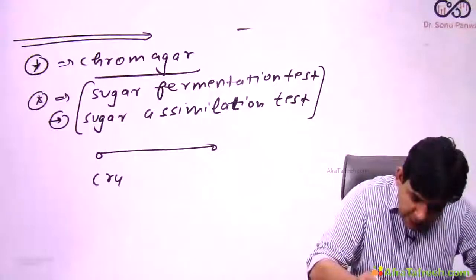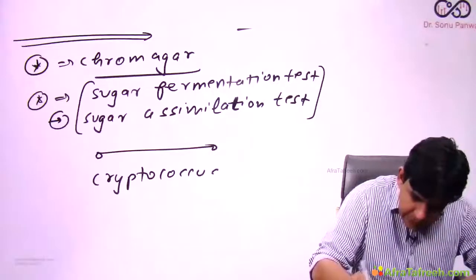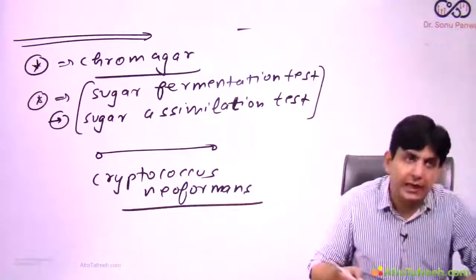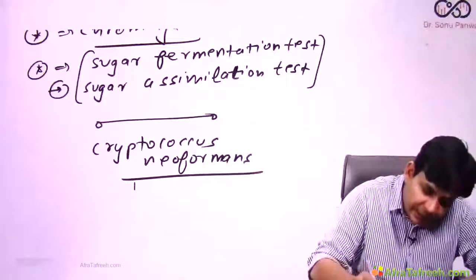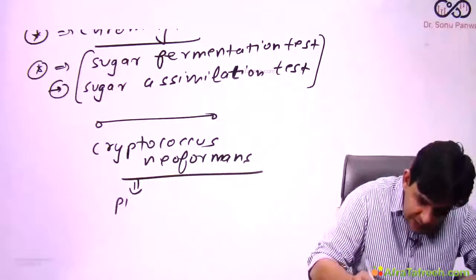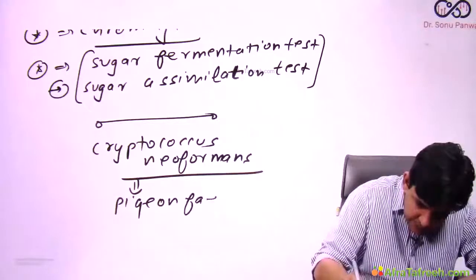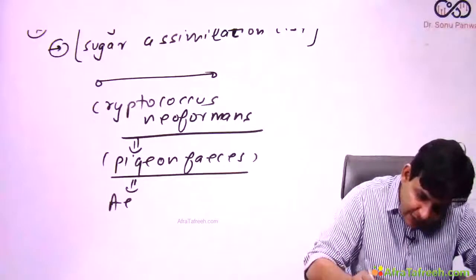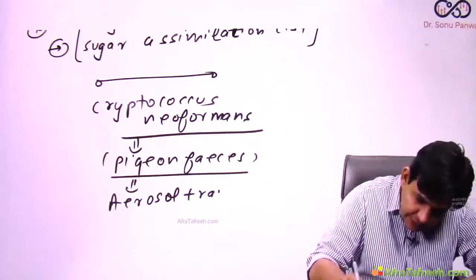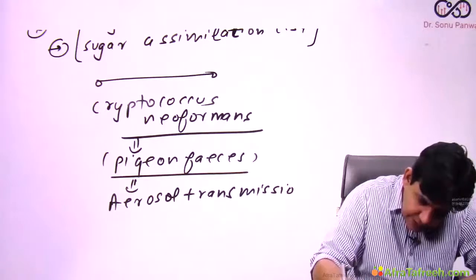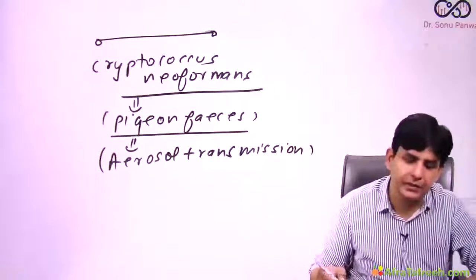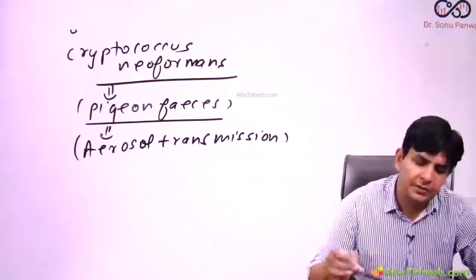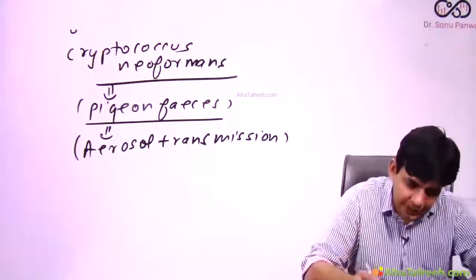Now we talk about Cryptococcus, okay, and Cryptococcus neoformans. This is the most important species of it. And what you need to remember regarding this fellow is that it is also present in pigeon droppings. Okay, this is also there in the pigeon feces, and again aerosol transmission of this particular fungus happens. What happens? Aerosol transmission. Okay, so aerosol transmission of this fungus, Cryptococcus neoformans, happens from the pigeon feces. Fine. So remember this thing also.